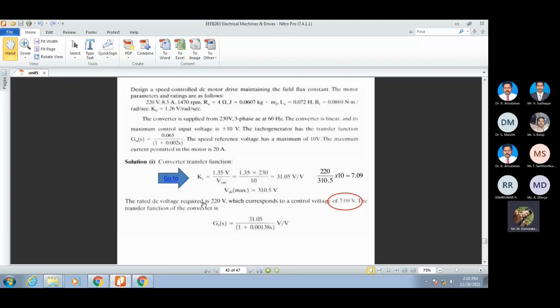So the rated DC voltage required is 220 volt, which corresponds to a control voltage of 7.09, because VCM they have given. For the firing angle, alpha is equal to cos inverse of VC divided by VCM. VCM we know, VC we need, so the control voltage is this 7.09 volt. The overall transfer function of the converter becomes 31.05 divided by 1 plus 0.00138 s.